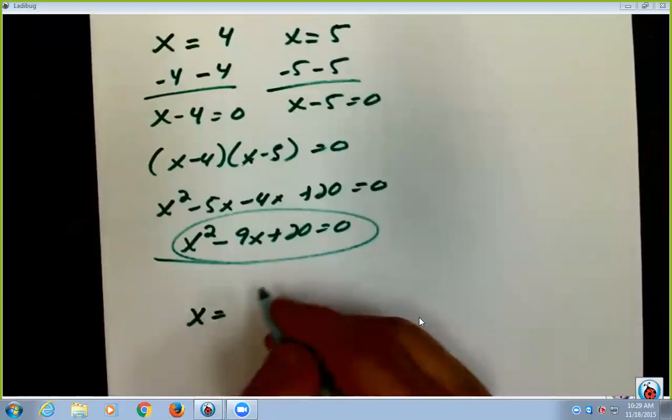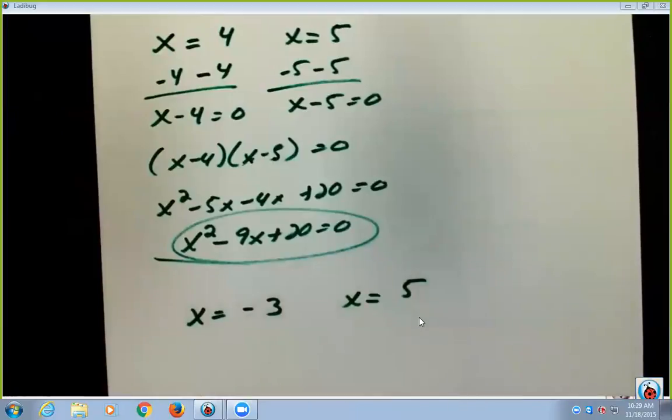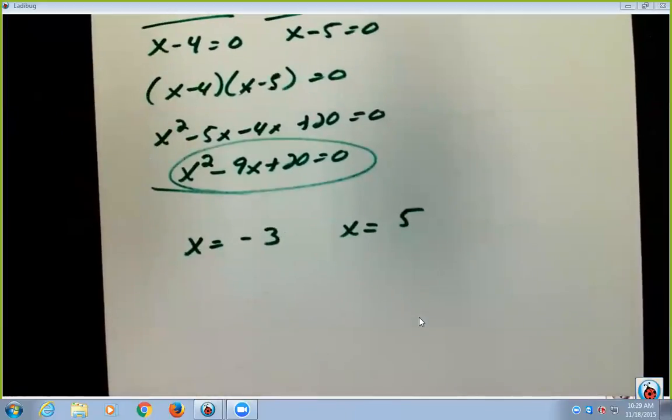X equals a negative 3 and x equals 5. So what's this one going to become if I take it back to a quadratic?